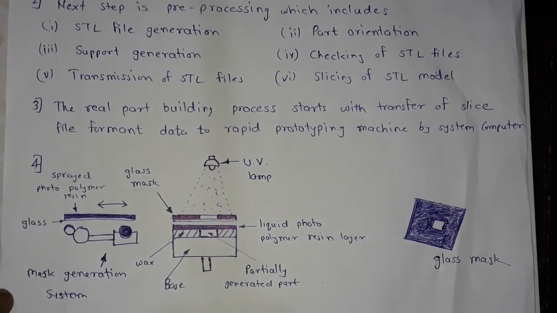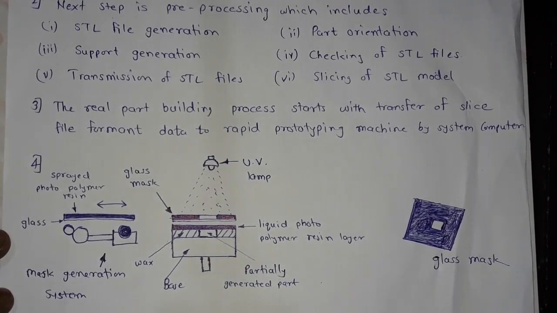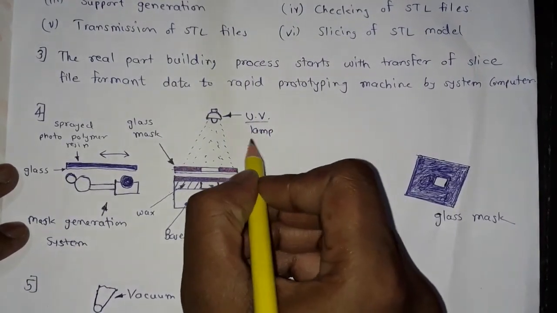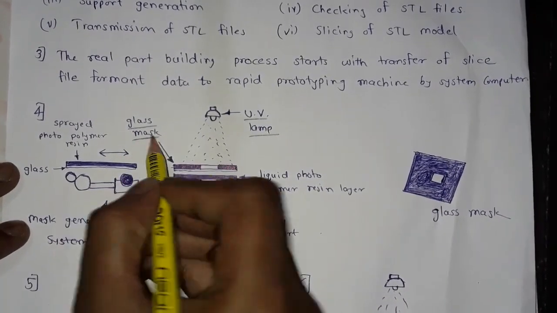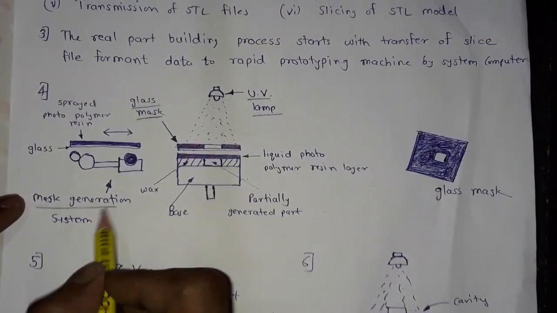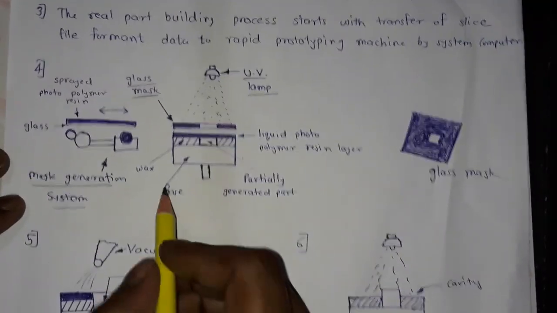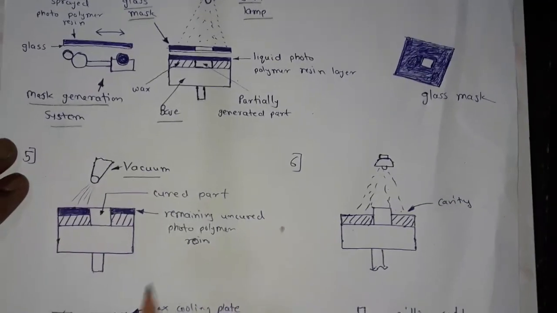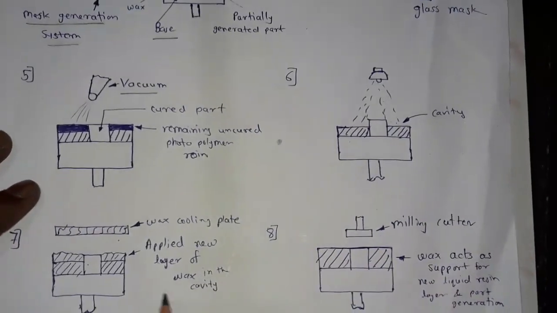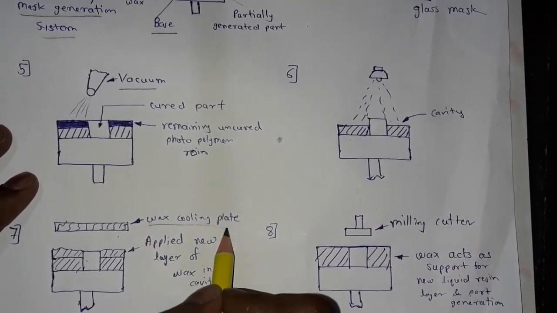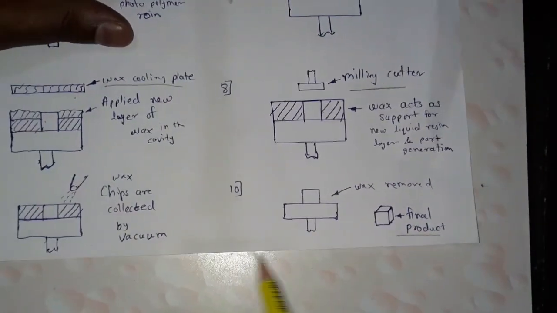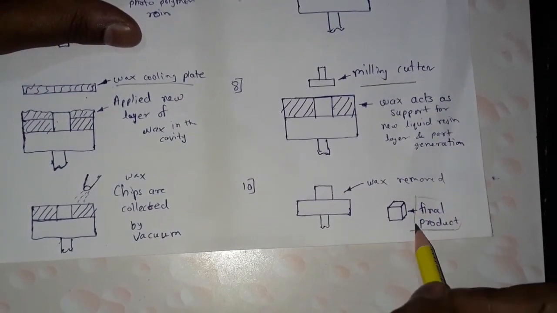Okay friends, now first let's see the important components of the solid ground curing process. Here friends, it is the UV lamp, then glass mask, then mask generation system. Okay, here it is the base. Here it is the vacuum. Here it is the wax cooling plate. Now here it is the milling cutter, and here it is the final product.